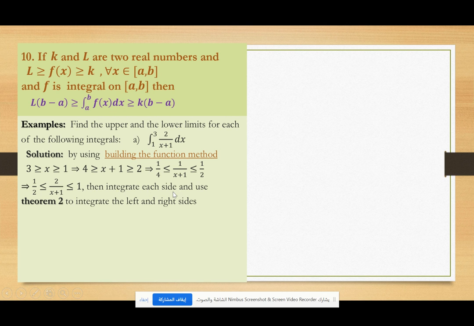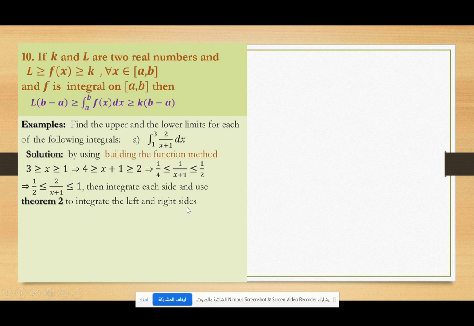Then you need to integrate each side and use theorem 2. What do I mean by that? That means when you are integrating a constant, theorem 2 says you are going to keep the constant outside and multiply it by b minus a. This is what will happen now. If you integrate a constant, you are going to keep it and multiply it by b minus a according to theorem 2.